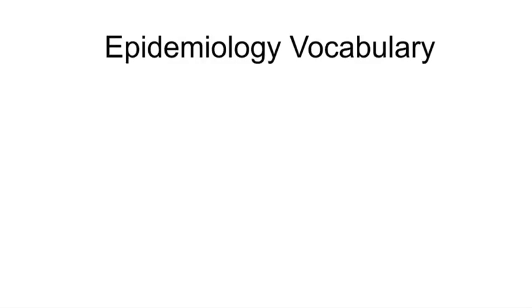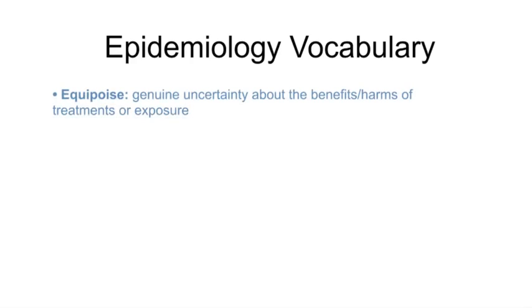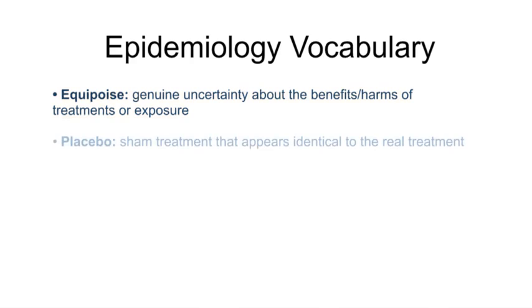Finally, we should discuss some other important considerations that apply to experimental studies. This may be new vocabulary for you, but it is important to know if you pursue your studies in epidemiology, and we hope you will. The first term is equipoise, which refers to a genuine uncertainty about the benefits or harms of a possible treatment or exposure. If we are sure that one treatment is much better than another, then we should not be randomizing subjects to a treatment that is known to be inferior.